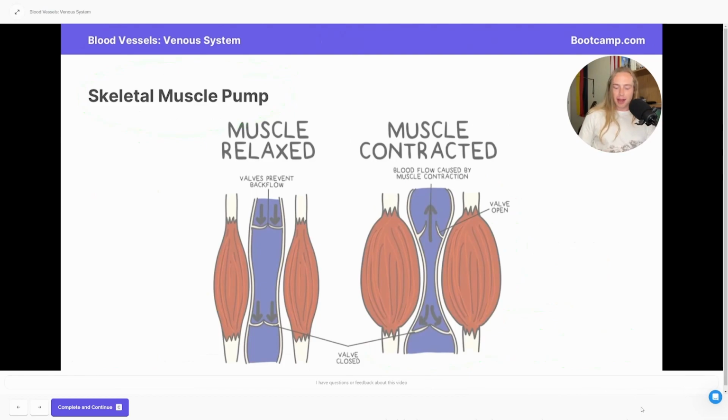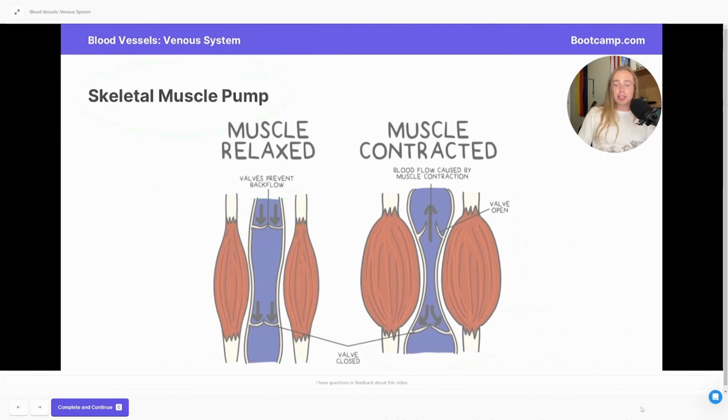So if we think of this as a vein that's found near the gastrocnemius muscle, there's always going to be gravity pulling the blood back down towards your feet. Thankfully though, your valves are going to prevent this blood from flowing too far back. But let's say you start to do some calf raises.